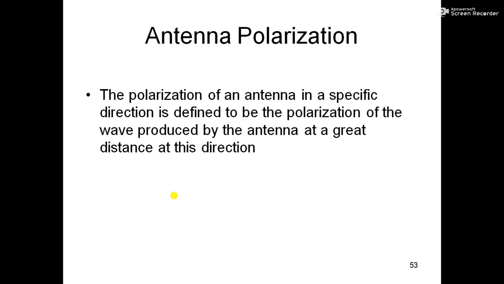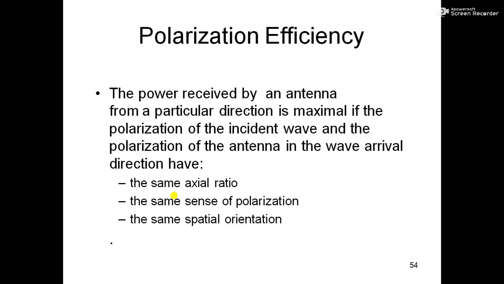Next comes antenna polarization. The polarization of an antenna in a specific direction is defined by the polarization of the wave produced by the antenna at great distance in that direction. So it is not a near field phenomenon, it is a far field phenomenon. At a great distance from the antenna, what is the orientation of the electric field? The polarization efficiency: the power received by an antenna from a particular direction is maximal if the polarization of the incident wave is the polarization of the antenna in the wave arrival direction. That means if the polarization of the antenna and the polarization of the incoming wave are the same, then we get maximum power.